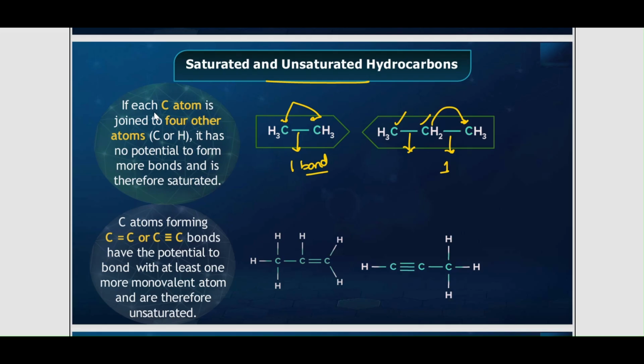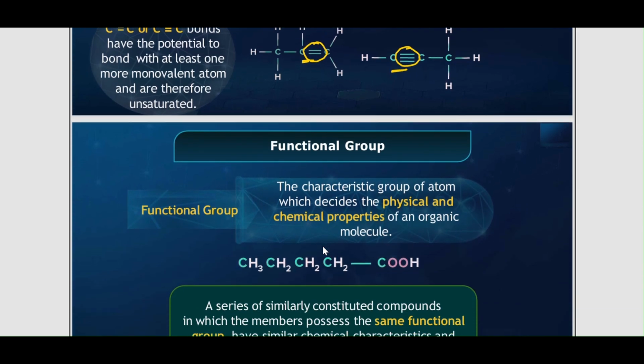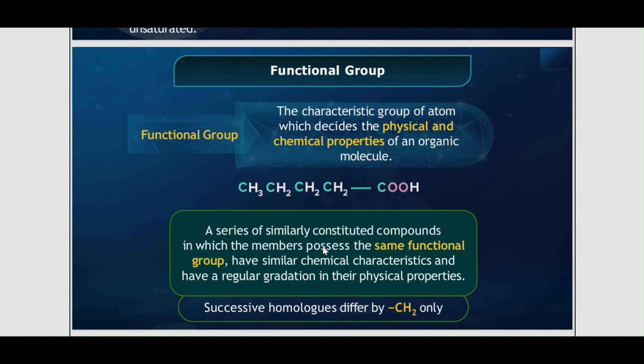hydrocarbon. Clear. Each carbon atom is joined to four other atoms according to tetravalency, and with respect to carbon or hydrogen, it has no potential to form more bonds and it is therefore saturated. Simply you can also write: which contains only a single bond between two carbon atoms is called saturated. If it has the ability to form a double bond or triple bond, obviously carbon has multiple bond formation ability, right? So if it consists of a double bond or triple bond, then it is called unsaturation. Clear. In between two carbon atoms, if it has more than one bond, hence it is called unsaturation.